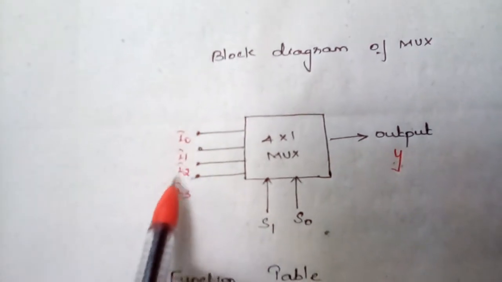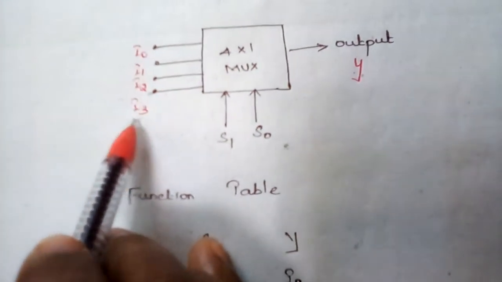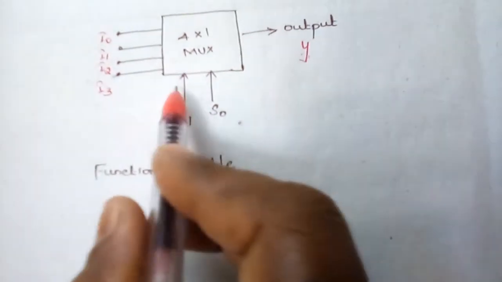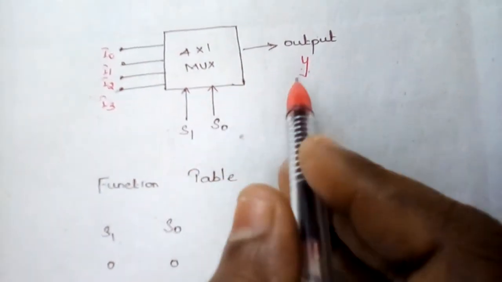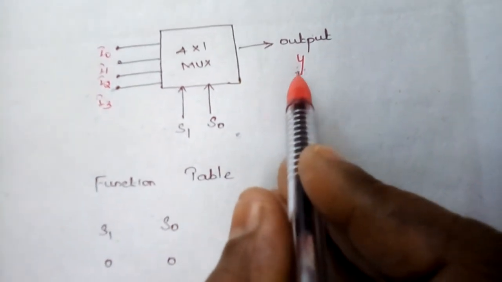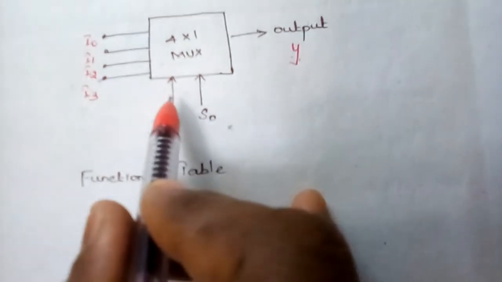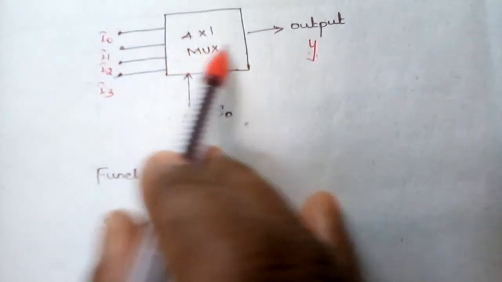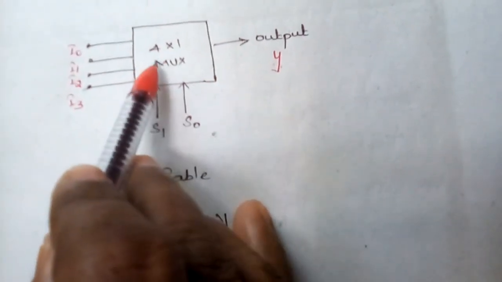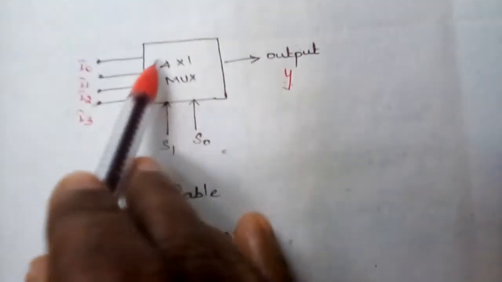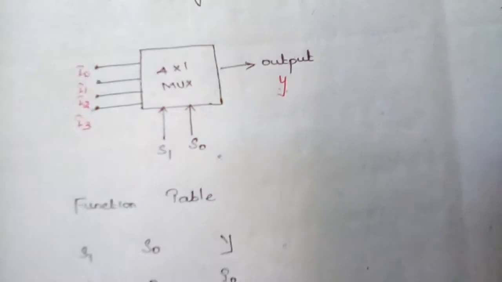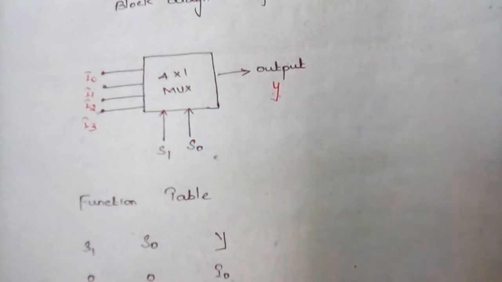Here I0, I1, I2, I3 are the inputs, and for the provided inputs we have the data selector, and depending upon the inputs fed to the data selector we get the output Y in the case of mux. Here we are discussing about the 4 to 1 multiplexer. So inputs are 4 and output is 1. So we are mentioning by the name 4 to 1 multiplexer, and I am mentioning the block diagram also as 4 to 1 mux.